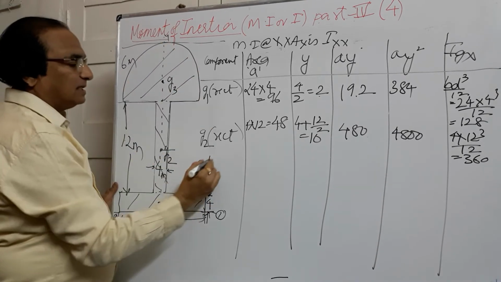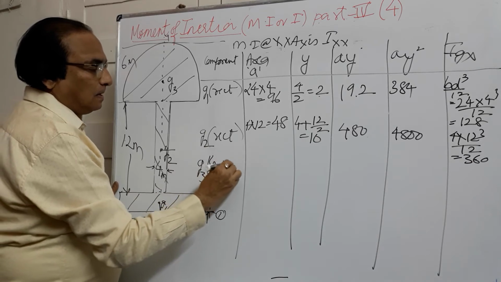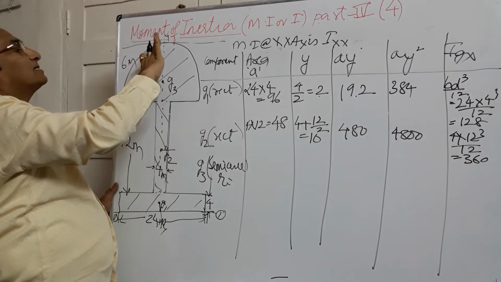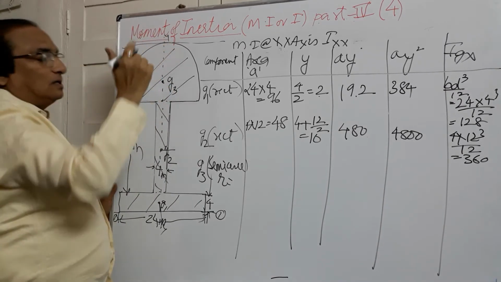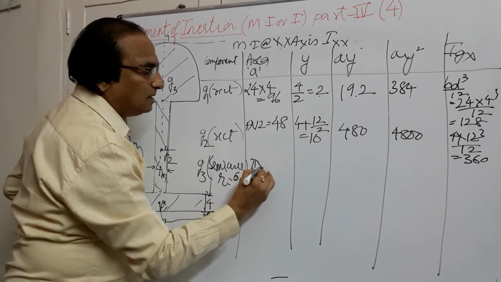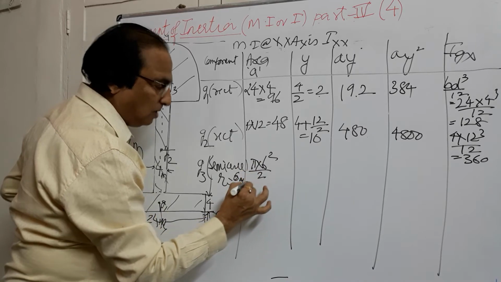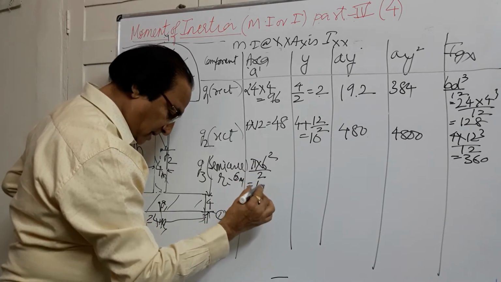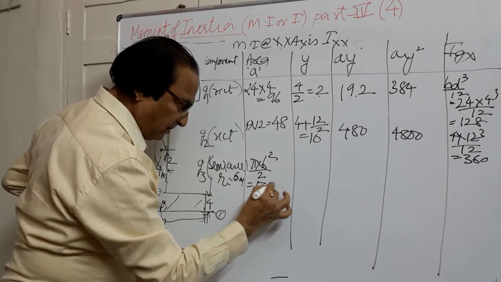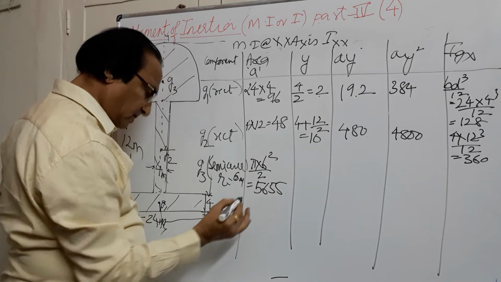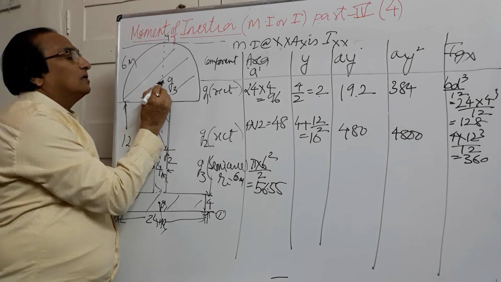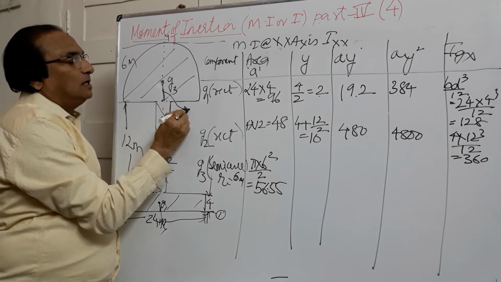To this we are going to add G3, and G3 is a semicircle. What is the radius of the semicircle? This height is here 6, so that happens to be the radius of the semicircle. So this is 6 meters. So we know area of semicircle is pi r squared divided by 2. You get this as 56.55 as the value.